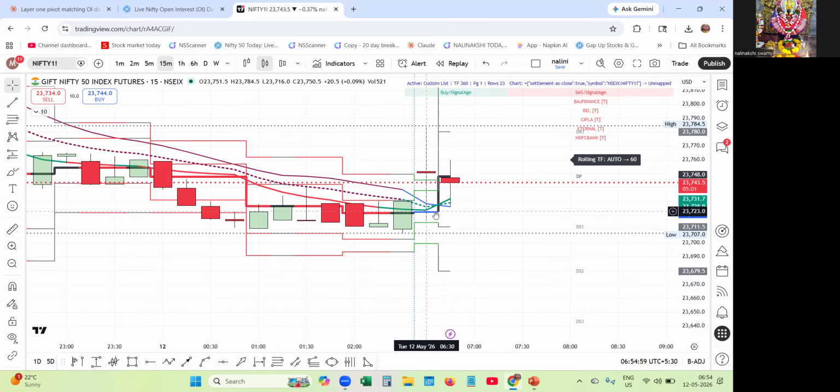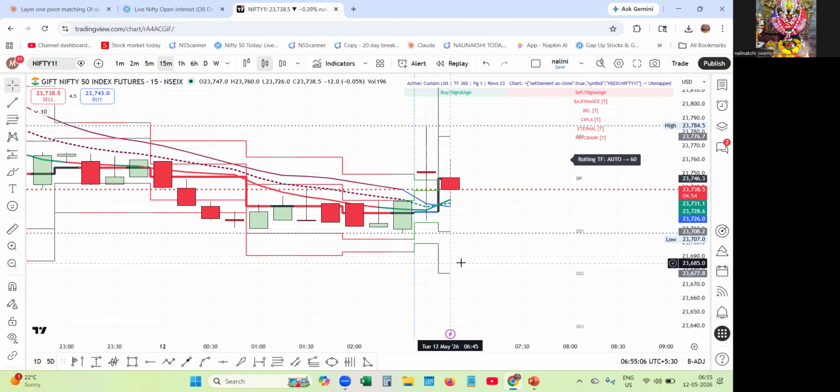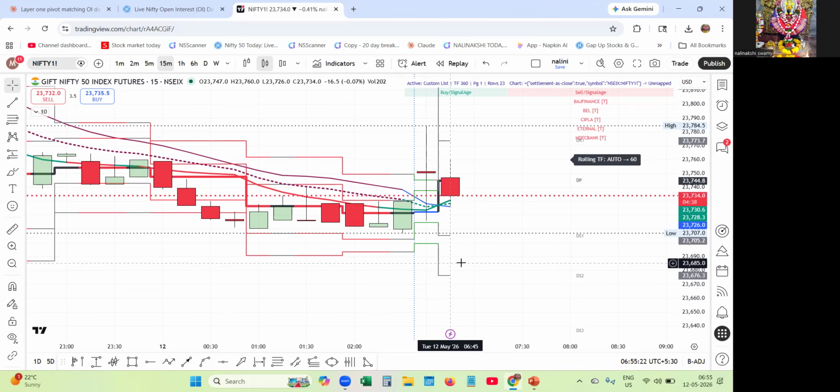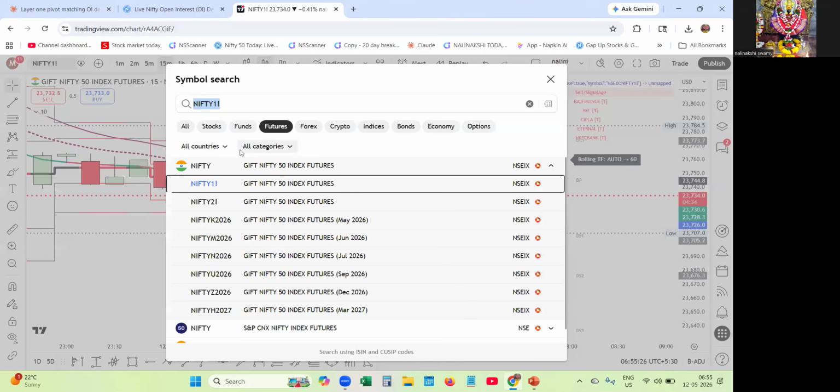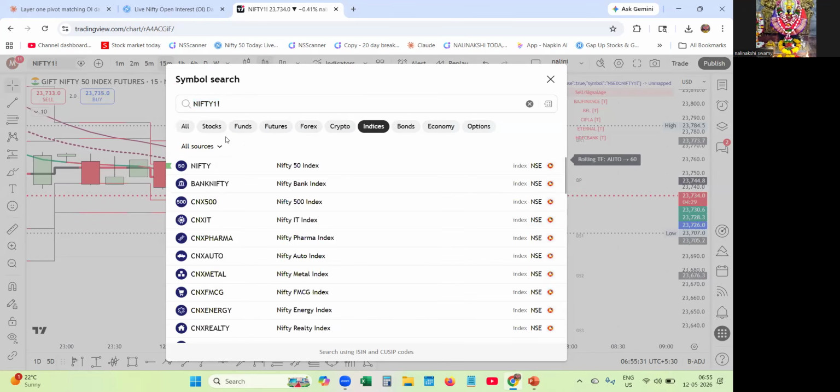It is trading now around 23,737 to 748. That is 737 to 748, almost 70 to 60 points down from the Nifty's positioning. When the market opens, let me go to the Nifty itself.